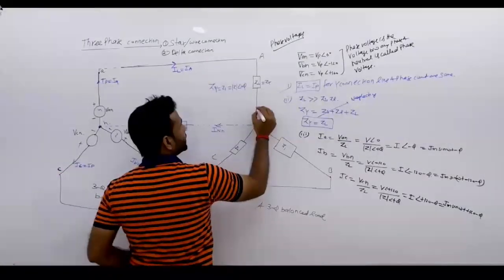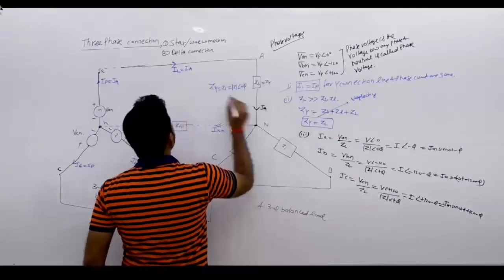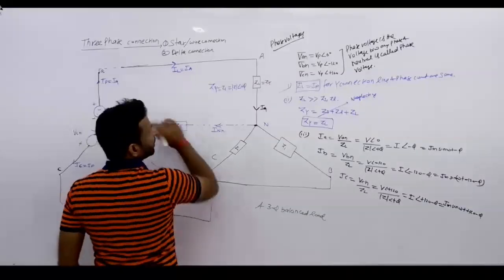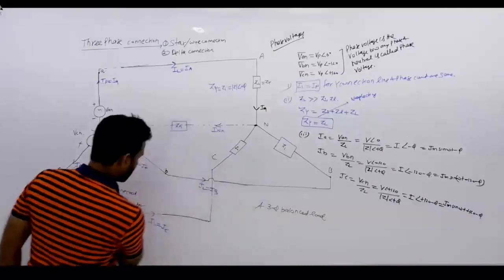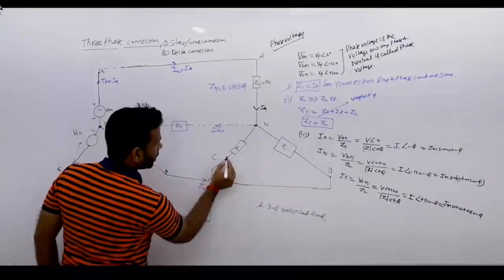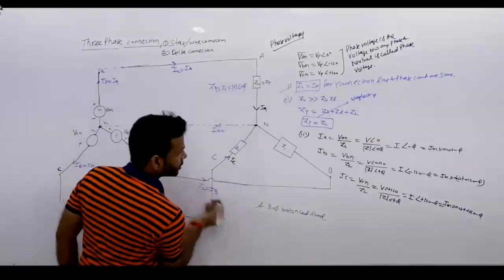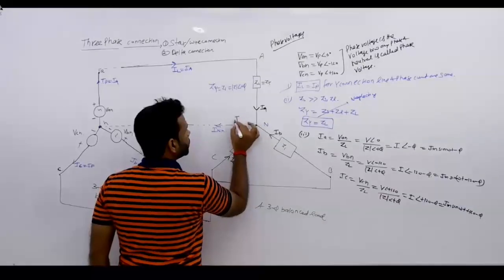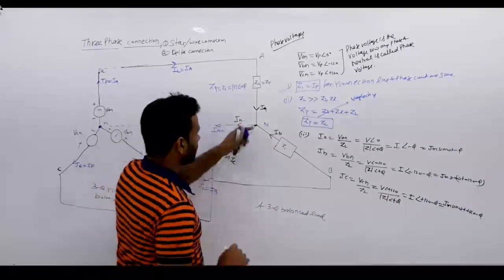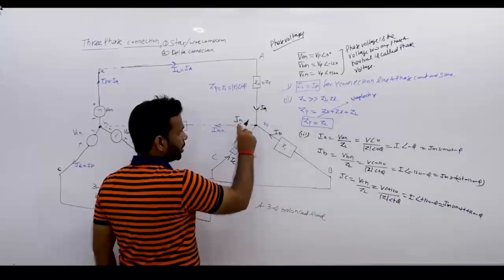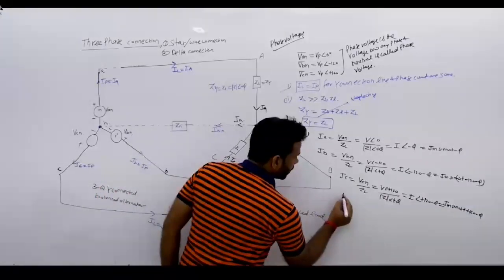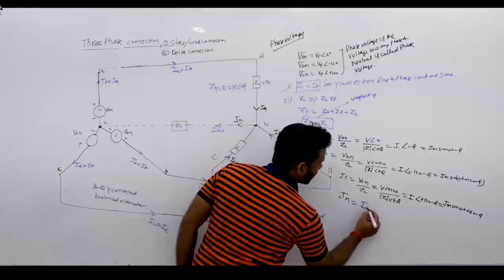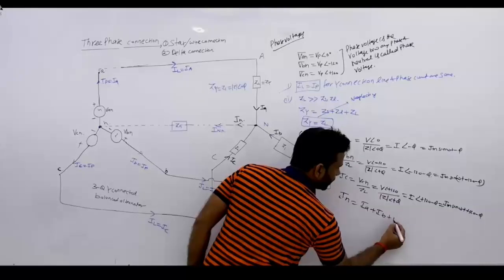So if you apply the KCL, it is Ia, because these currents are the same. It is Ia, and it is coming from Ic, and this is your Ib, and this is your neutral current. Now, if you apply the KCL at this point, three currents are incoming and one is outgoing. So your In is equal to Ia plus Ib plus Ic.